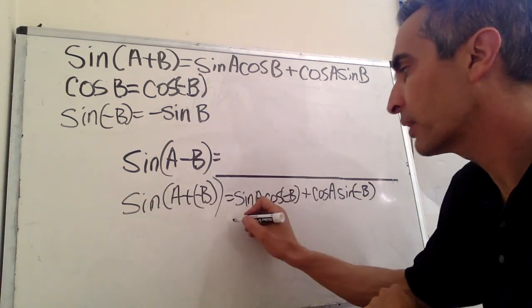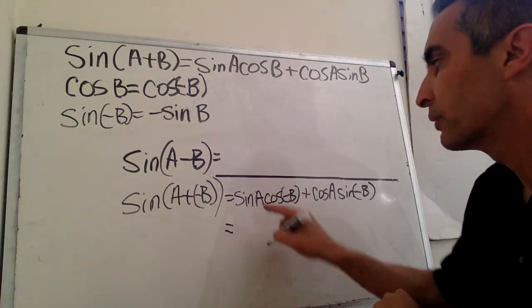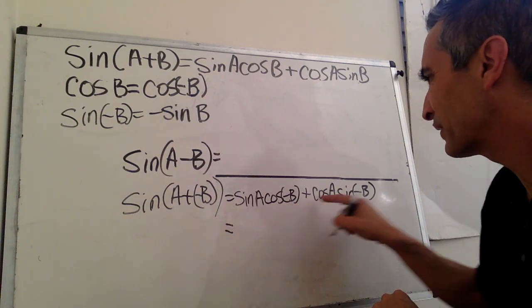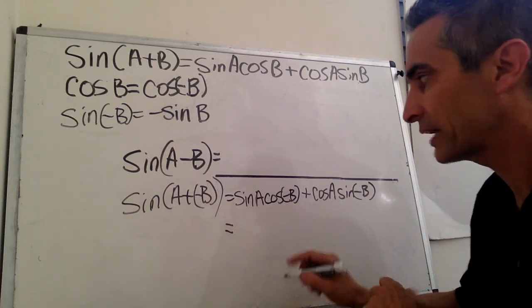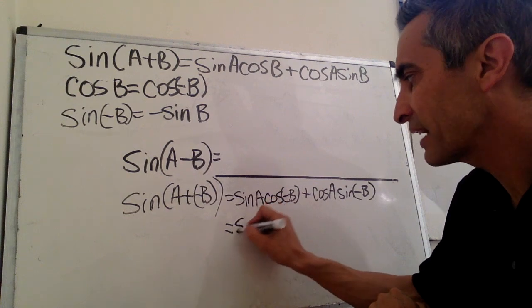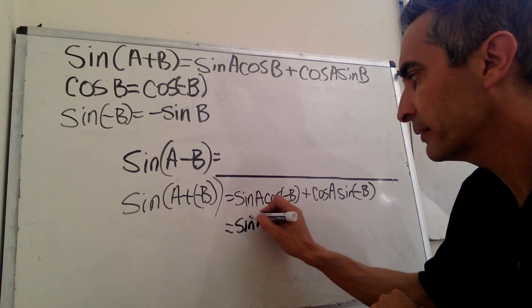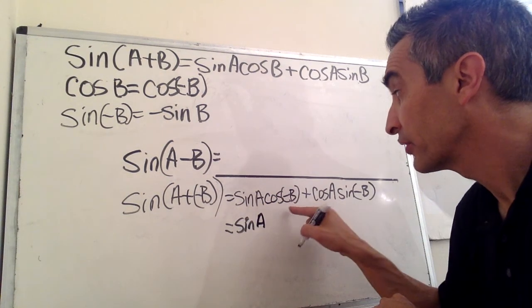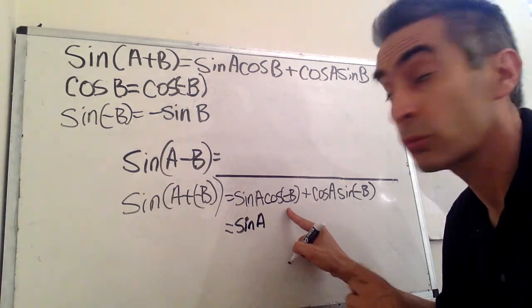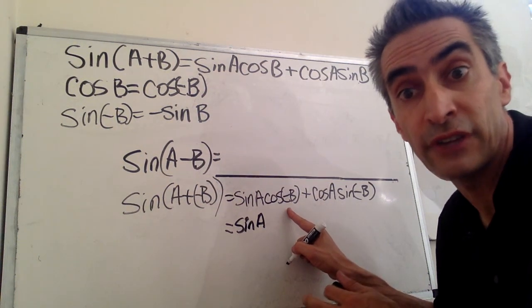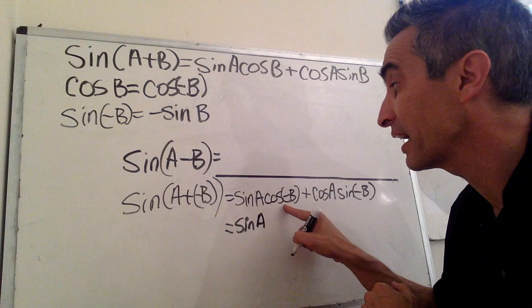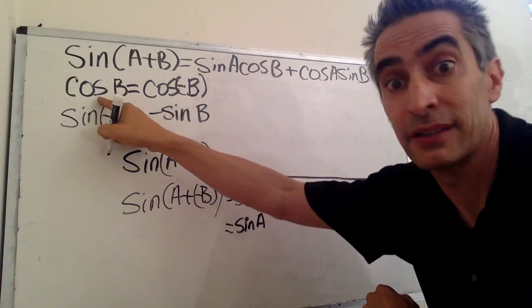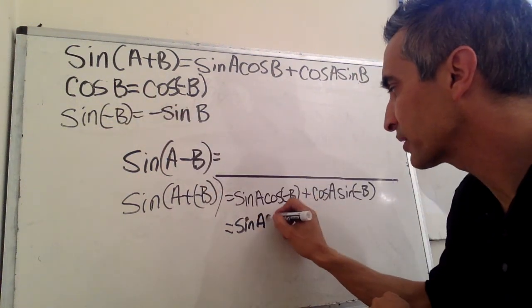Okay, and now what do we do next? We say, okay, we've got cosine of negative b and we've got sine of negative b. We're going to have to deal with that. So we're going to bring this down here, sine of a, nothing to change there. And then we've got the cosine of negative b. Oh, we've got our even function for cosine, which tells us that the cosine of negative b equals the cosine of b. So this becomes cosine of b.